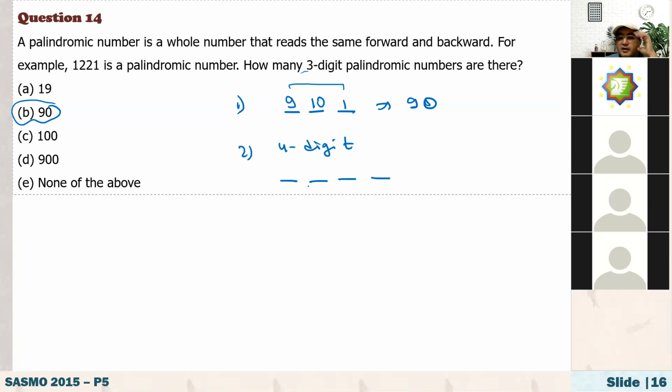Here to make a palindromic number, I can write any digit in the first place, but it cannot be 0, right? Otherwise, it will not be a 4-digit number. And the second number, anything. But here, the second and third must be the same, so I can write only one number here. First and the last must be the same, so also 1 here. And after that, we should just multiply these numbers: 9 times 10 times 1 times 1. It is 90.